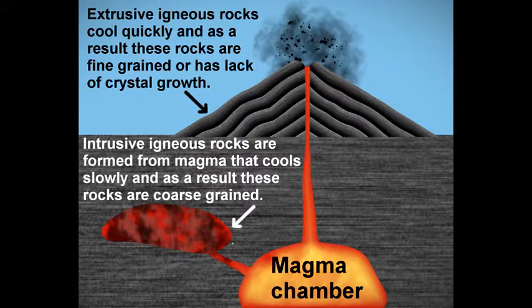An example of intrusive igneous rocks is granite, which is formed underground and found on every continent. Granite is used in things such as countertops and tiles. An example of extrusive igneous rocks is basalt, which is formed in places such as volcanoes and is used as an aggregate in pavement and construction.